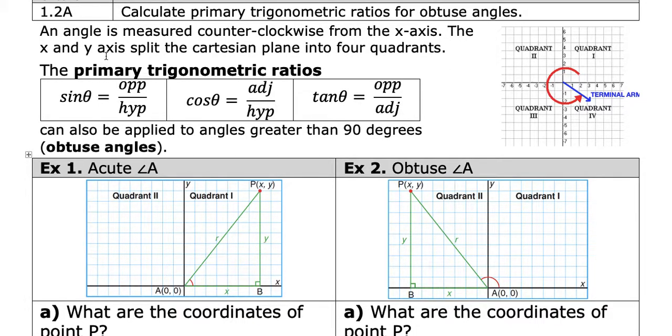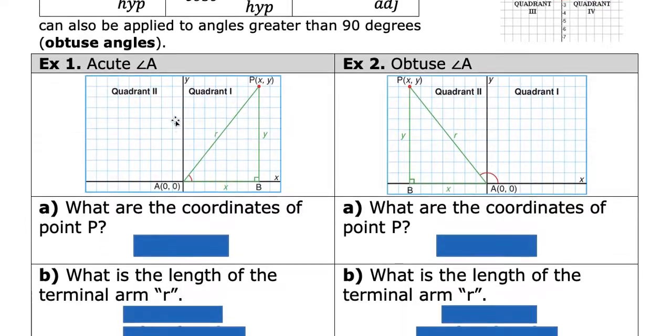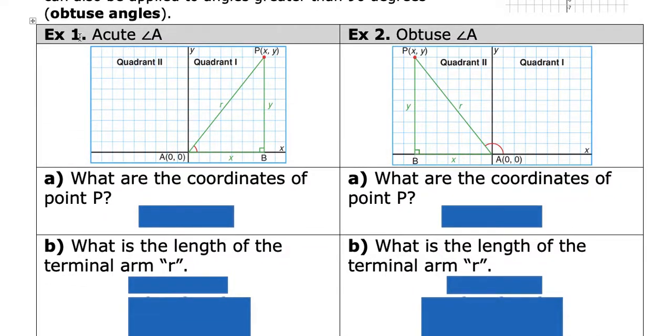So the x and y axes split the Cartesian plane into 4 quadrants, as you see here, and we're going to see the behavior of the primary trigonometric ratios in each of these quadrants. So let's contrast an example with acute angle A and an obtuse angle A, which is in the second quadrant.